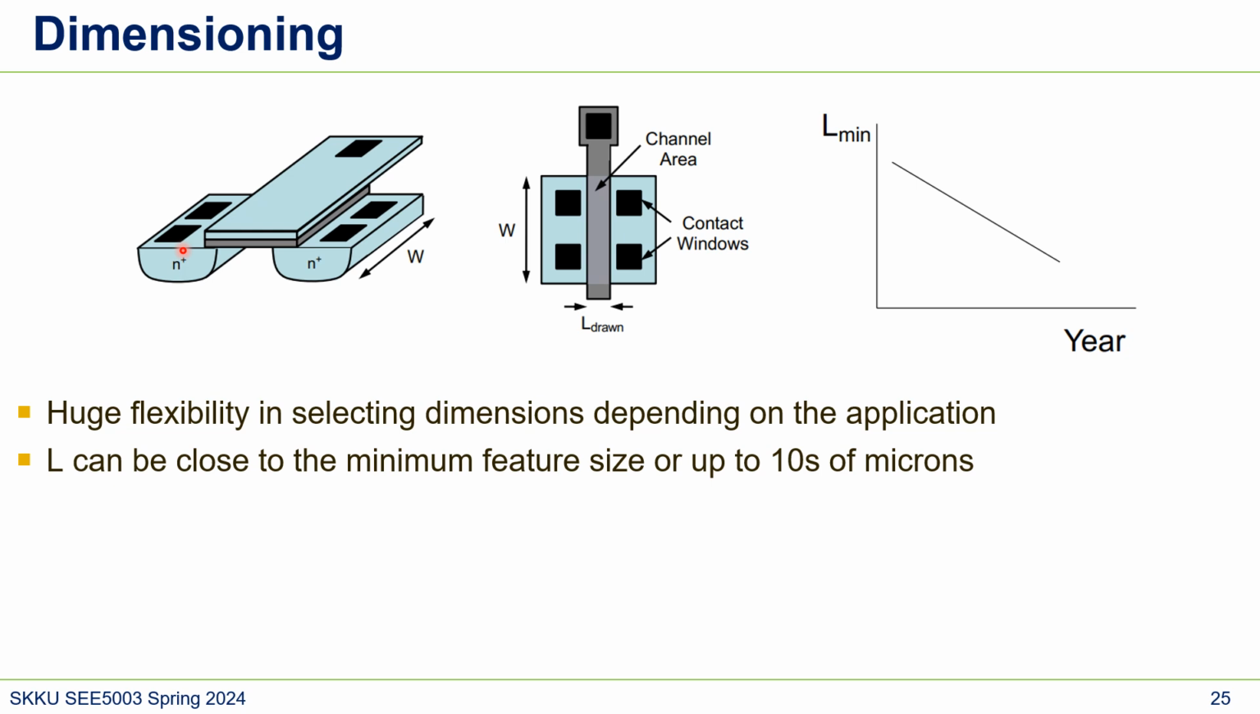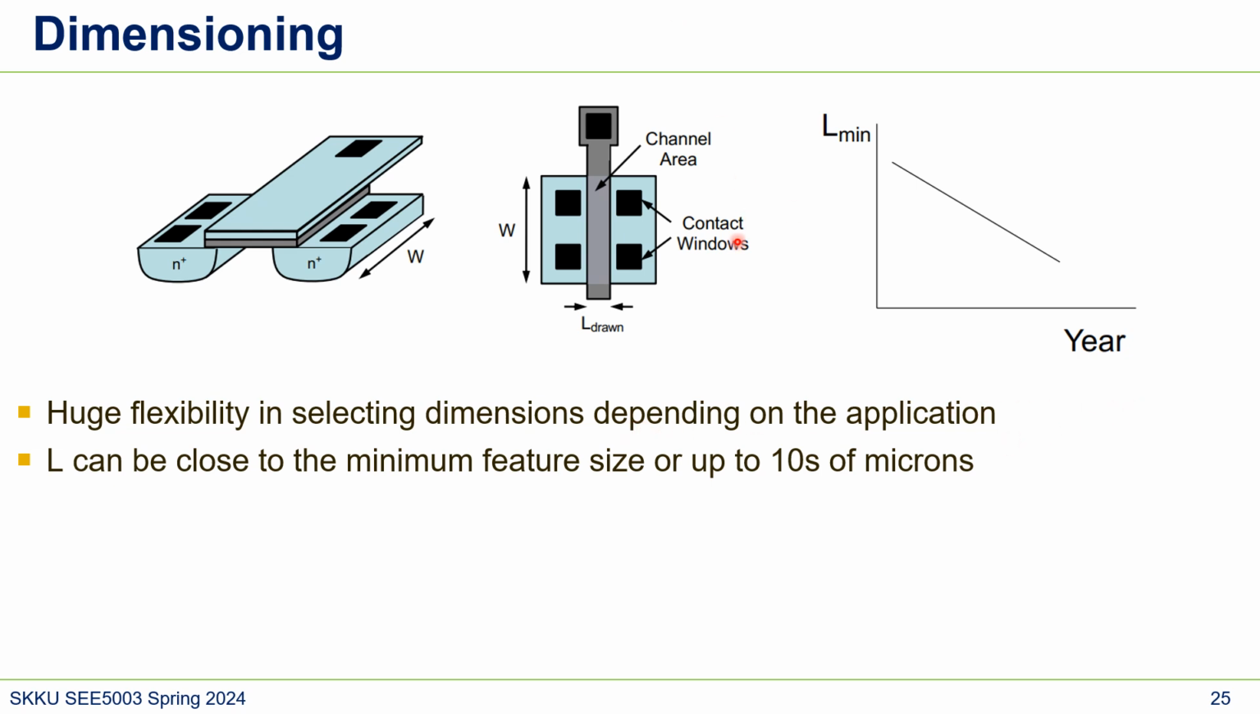So at this moment we'll just focus on physical dimension design. Long story short, the circuit designer changes the size of the MOSFET. That is, the circuit designer selects the width or length. And the interesting point of the MOSFET is that it has huge flexibility in selecting dimensions depending on the application.